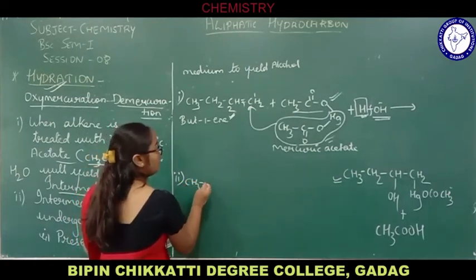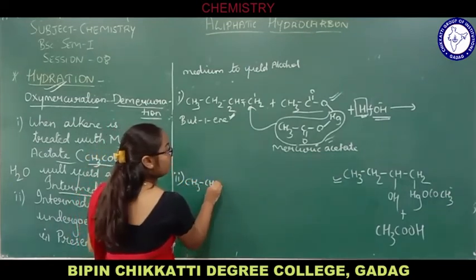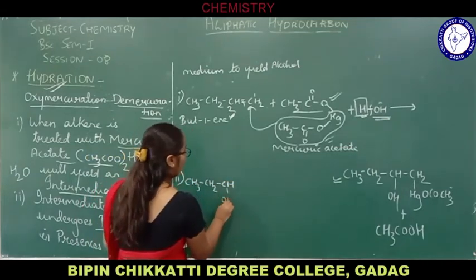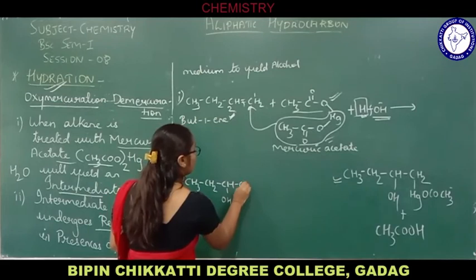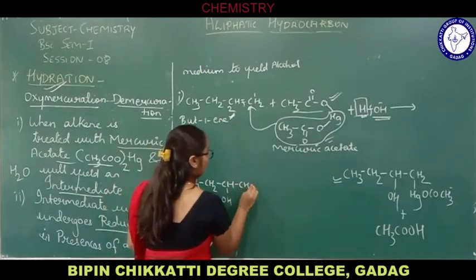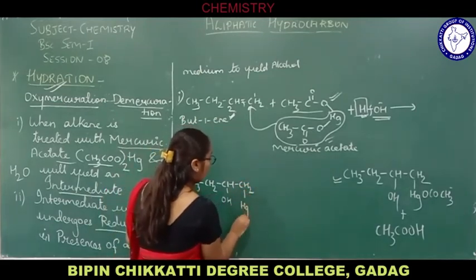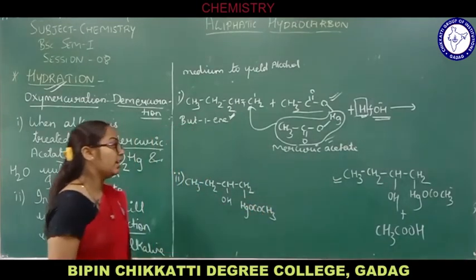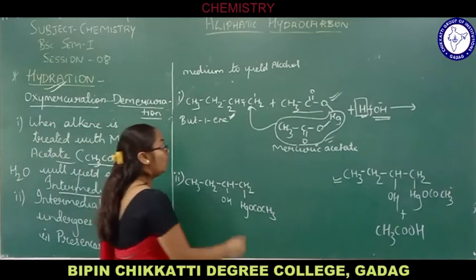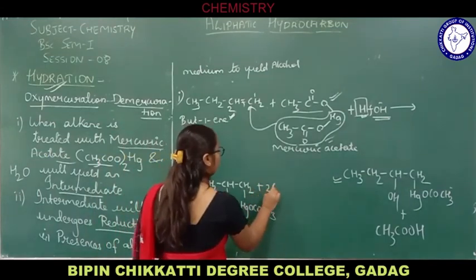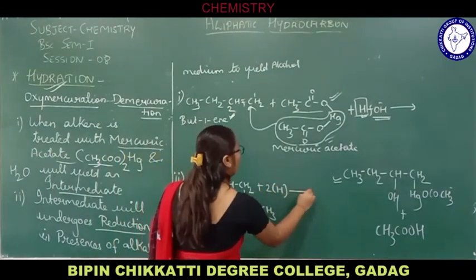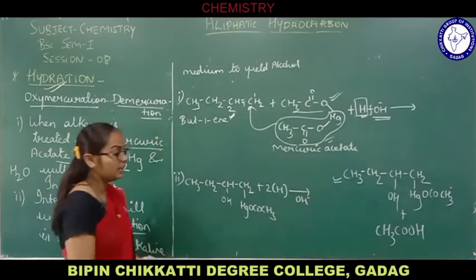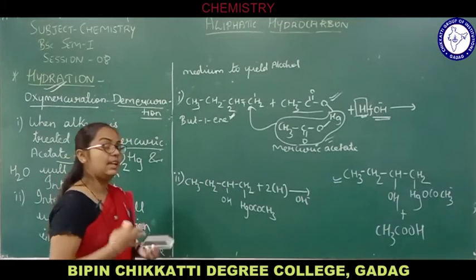Now this intermediate which has been formed over there, in the second step what will happen? CH3, CH2, CH, I am writing down the same intermediate, CHOH, then CH2, here HgO, CO, CH3 is there. So this is an intermediate. Now this intermediate will undergo reduction, meaning with the addition of hydrogen in presence of an alkaline medium, OH minus ions will be there, to yield an alcohol.